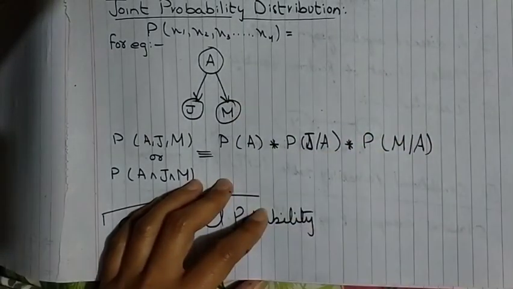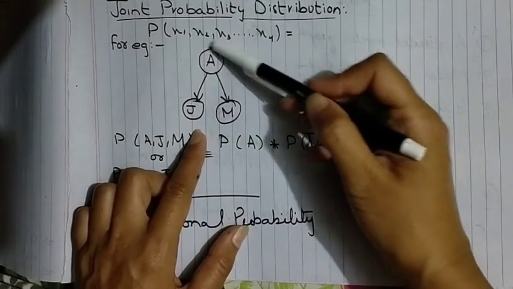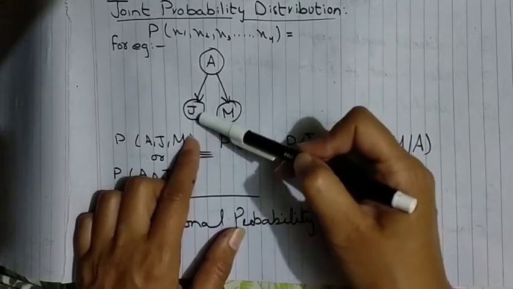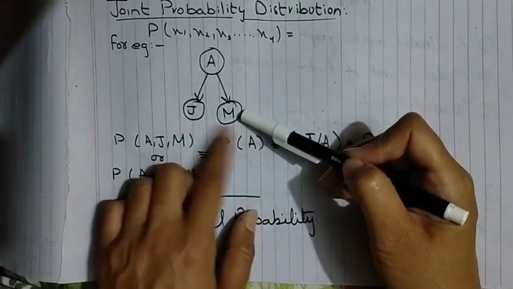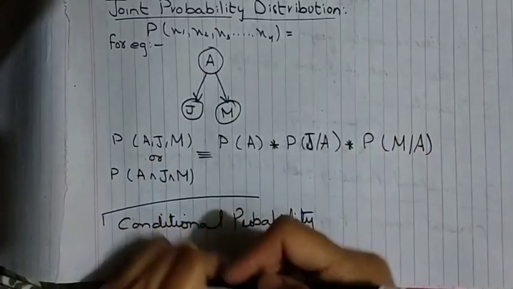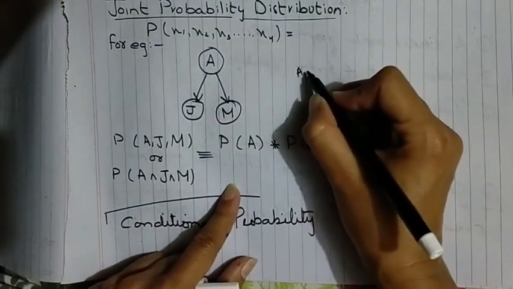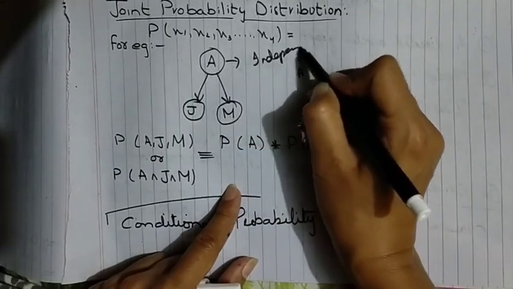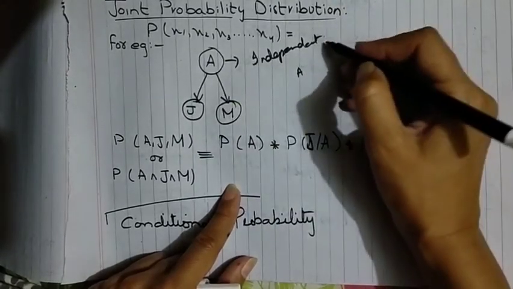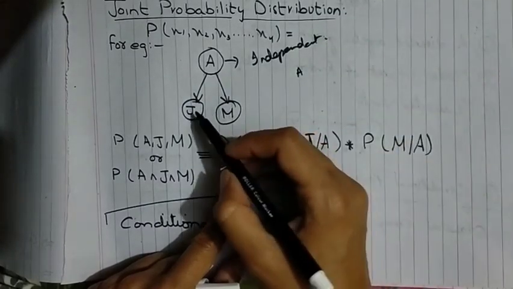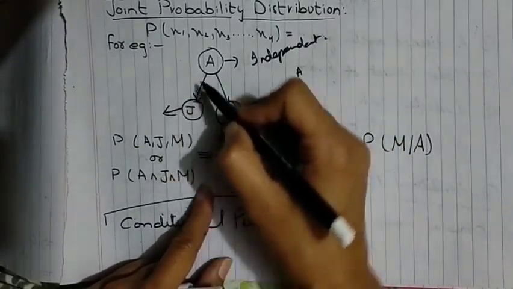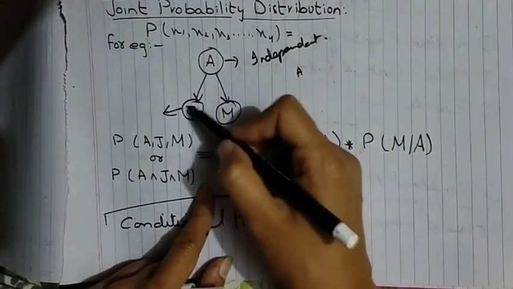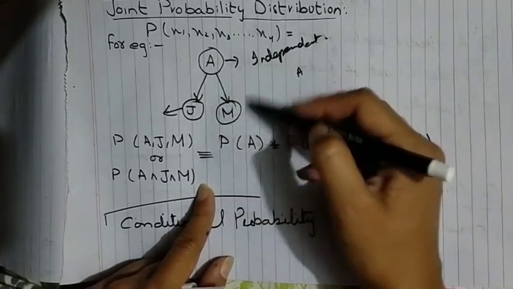And here we can see that this node a is actually a parent node, and if this occurs, then the j or m node case will occur. This a is the parent node and it is the independent node, because it does not depend on the occurrence of any other node. But j depends upon this node a, so that if this happens, then we have the possibility of j or m.